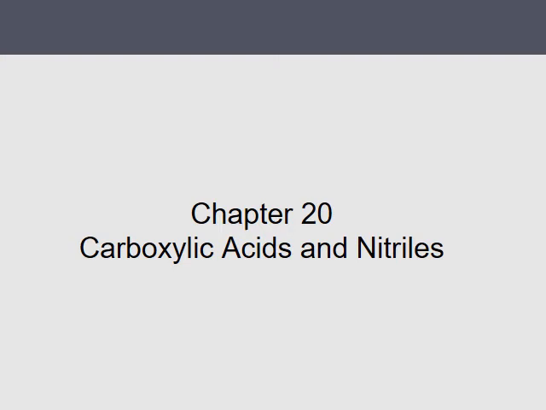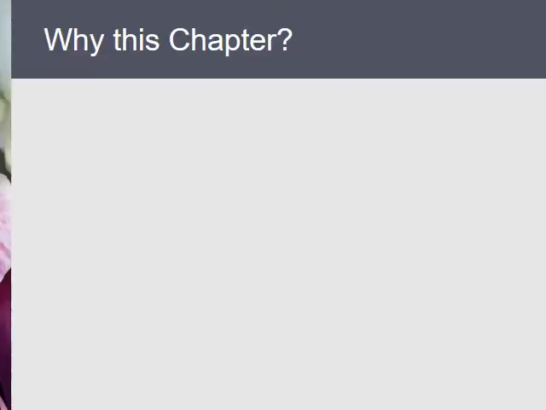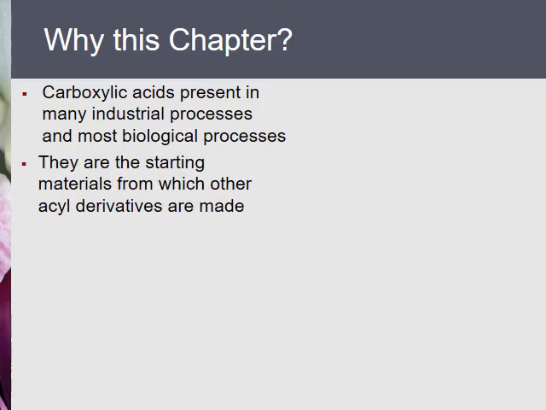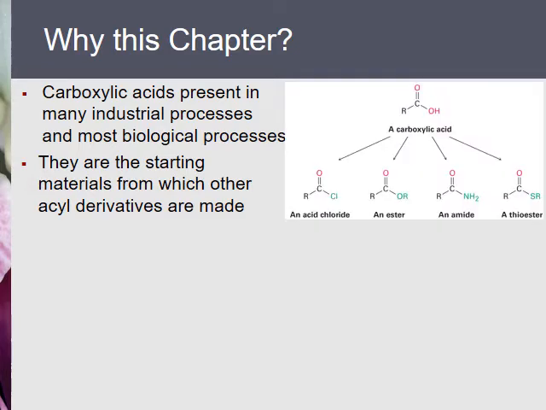Chapter 20: Carboxylic acids and nitriles. Carboxylic acids are present in many industrial processes and most biological processes. They are the starting materials to form other acyl derivatives. These include acid chloride, esters, amide, thioesters.